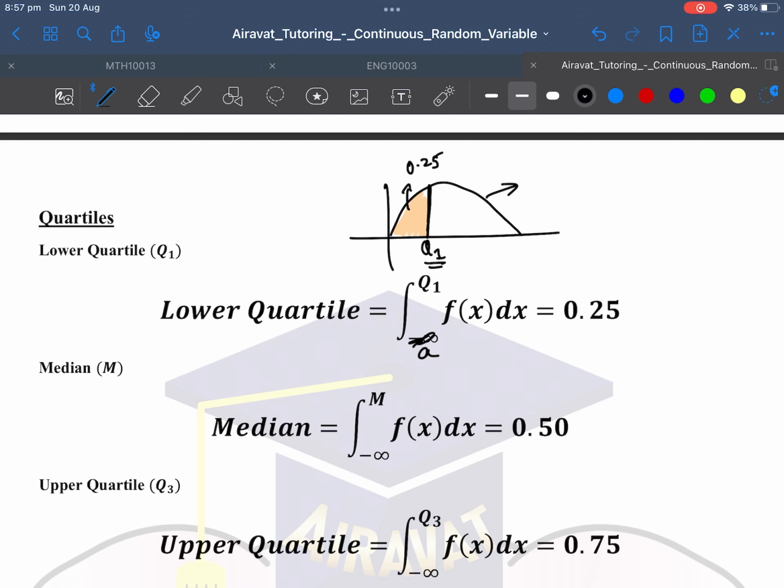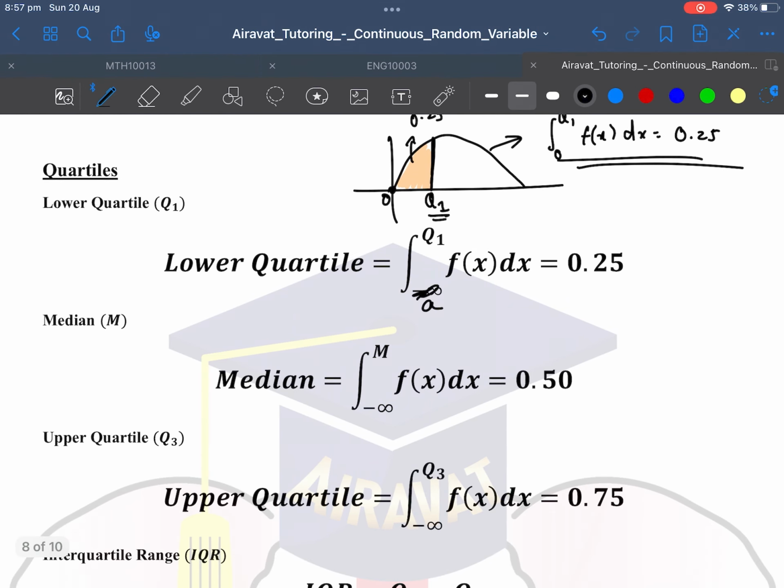Now, what would be the construction? What would the integral of this be? So it would just be from 0, because it started from origin, 0 to q1 f of x dx equals to 0.25. So this is the integral, constructed based on the information given. Now that's our q1 done and dusted. Median, we already learnt it.